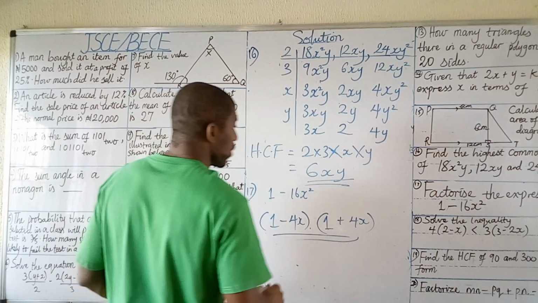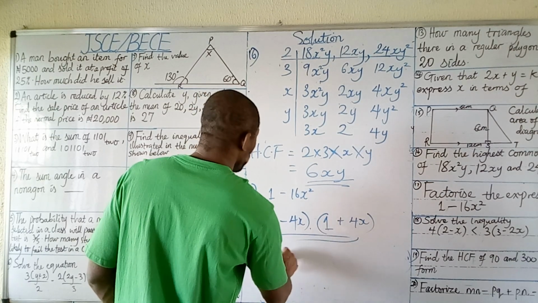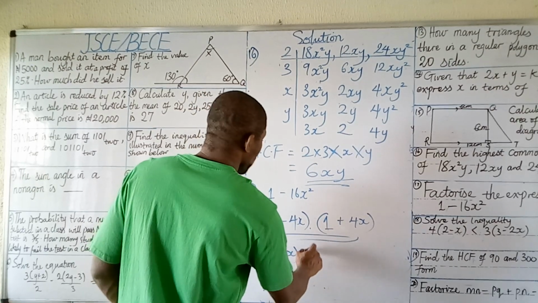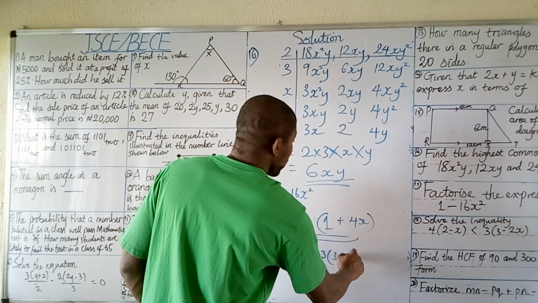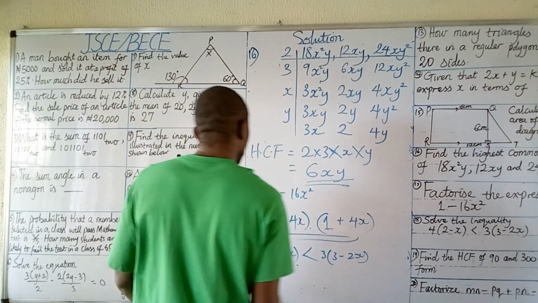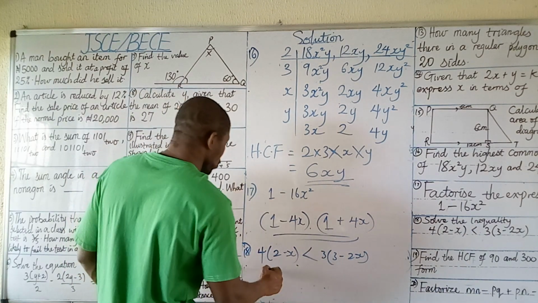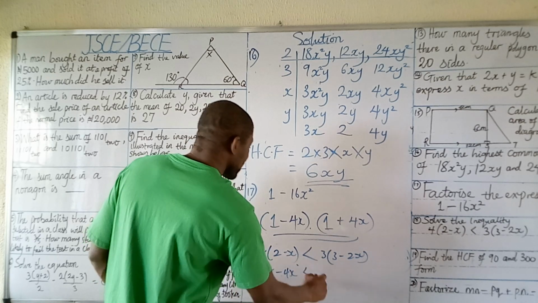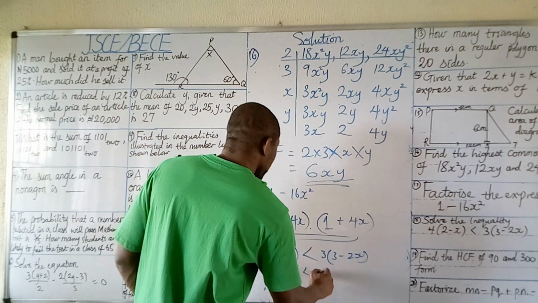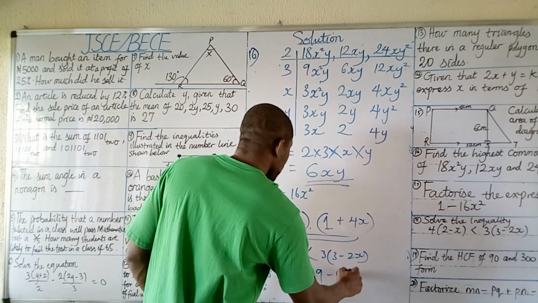18 says solve the inequality. 4 bracket open, 2 minus x bracket closes, less than 3 bracket open, 3 minus 2x. Having gotten this far, let me expand by opening up the bracket. 4 times 2 is 8. 4 times minus x gives me minus 4x. Less than 3 times 3 is 9. 3 times minus 2x is minus 6x.